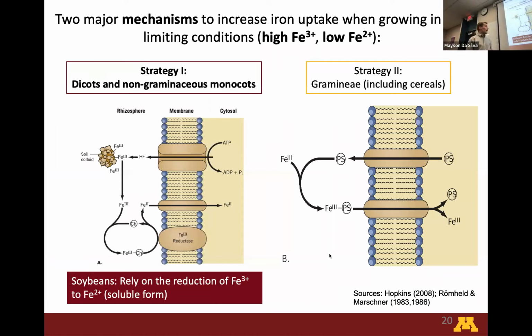But there are two major mechanisms that plants have developed to increase their ability to uptake iron from the soil when growing in iron-limiting conditions, which are strategy 1 and strategy 2. As a strategy 1 plant, soybeans rely on 3 major adaptive mechanisms to maintain adequate iron levels in its tissues.